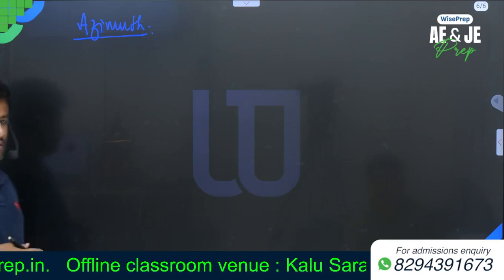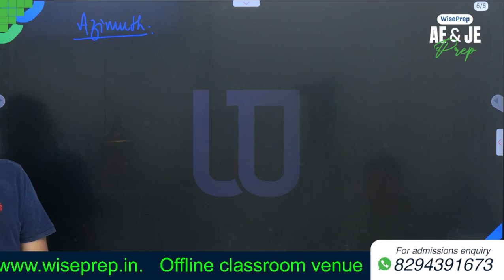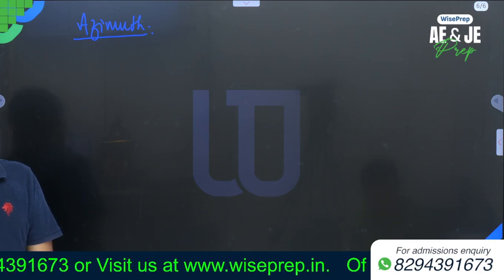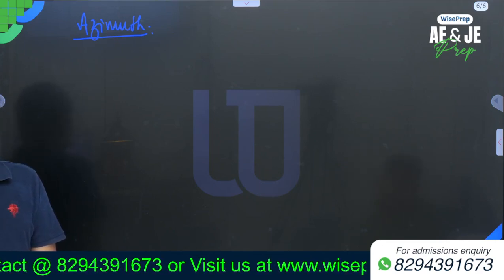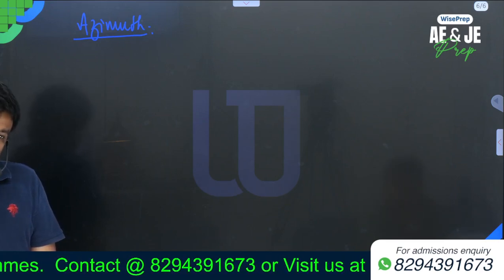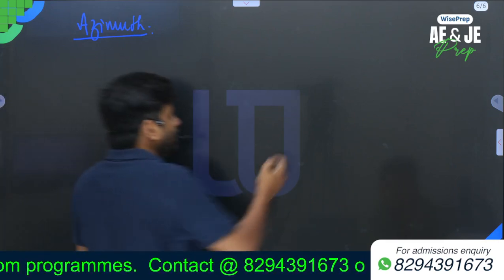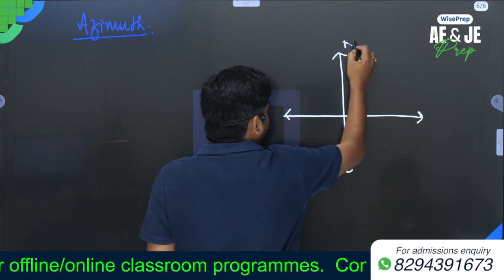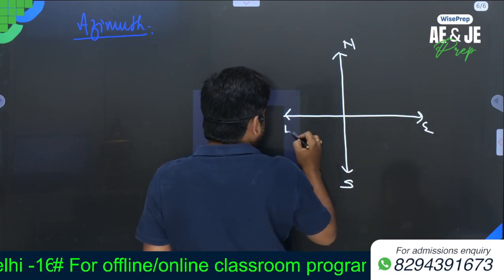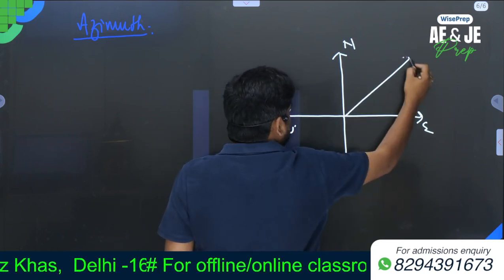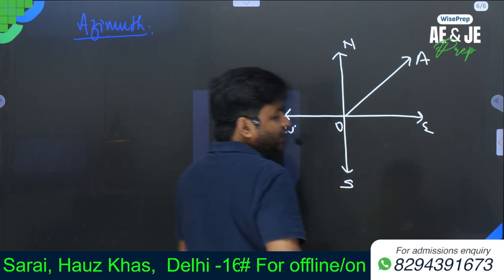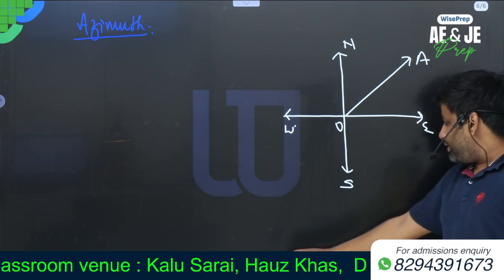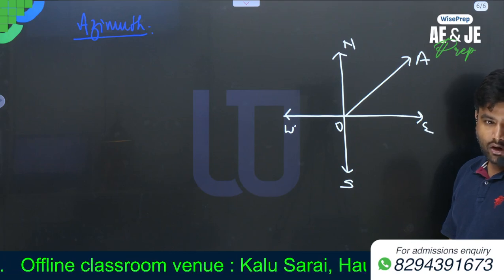Azimuth is what? Somewhere you will find that azimuth and whole circle bearing are the same, but it's not true. Azimuth is a smaller angle which a survey line makes with the true meridian. Like this, let it be north, south, east and west. We will study that bearings are of two types, whole circle bearing as well as reduced bearing. Whole circle bearing is the bearing which is measured from north in clockwise direction.